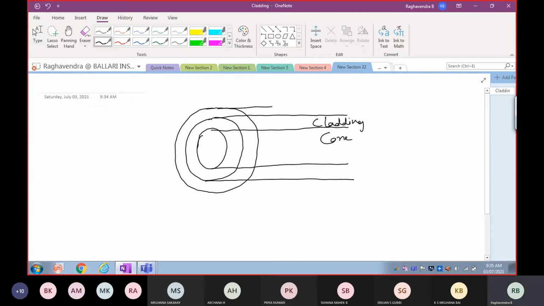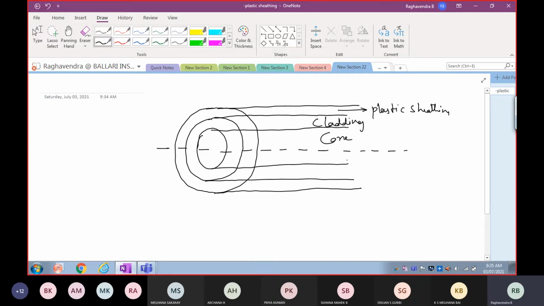And this core and cladding both are surrounded by one more cylindrical structure. This is what we call the plastic sheathing. These are the three layers of the optical fiber. It is a concentric cylindrical structure and it is also coaxial. Coaxial is nothing but all three layers have the same axis. That is why it is called coaxial.